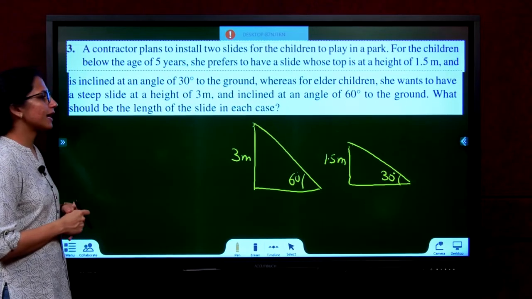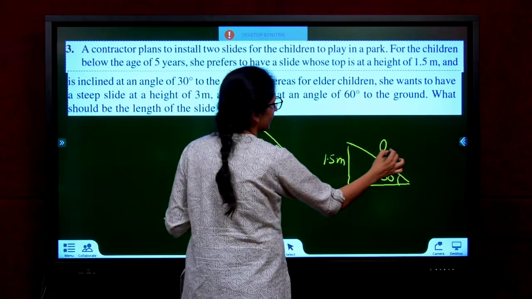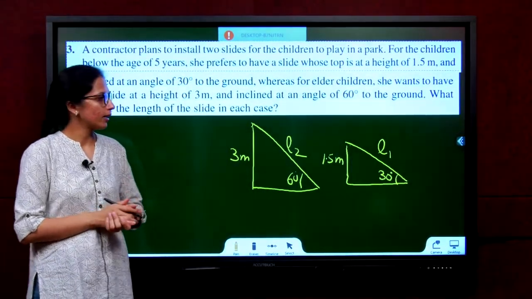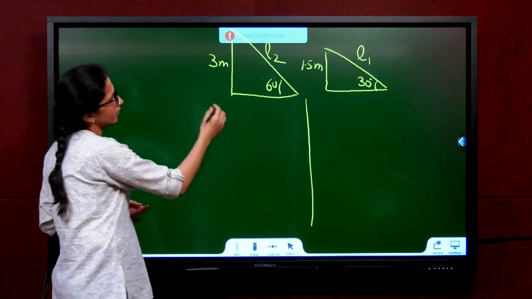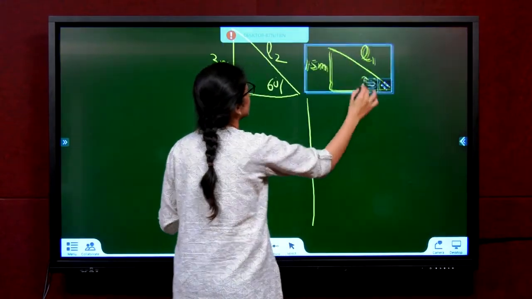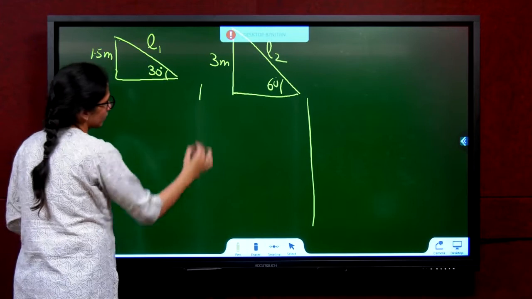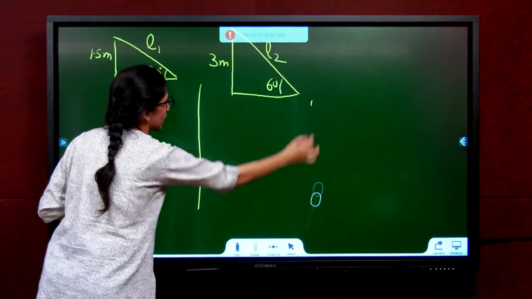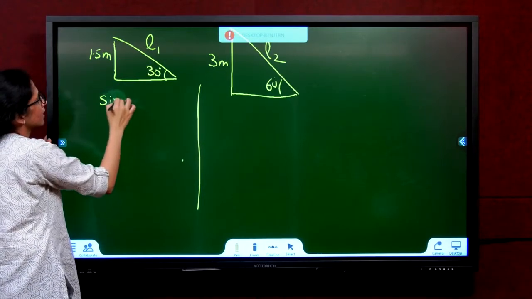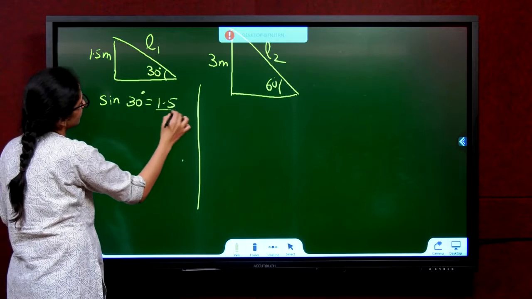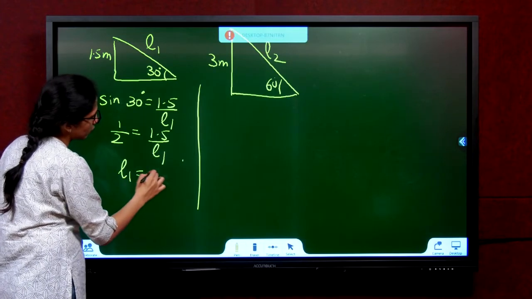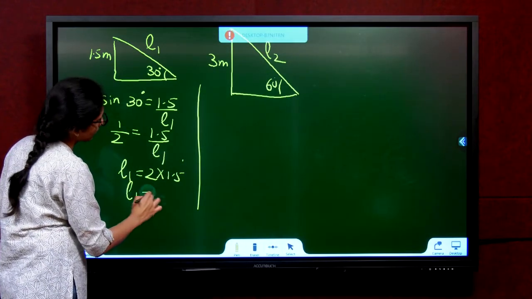What should be the length of the slide in each case? Let's say this is L1, this is L2. Simple problem. Let us see. First we'll do the little ones. In this triangle, you have 1.5 and L1, opposite and hypotenuse related. Sine 30 degree is equal to 1.5 by L1. 1 by 2 is equal to 1.5 by L1. L1 is equal to 2 into 1.5. L1 is equal to 3 meters.